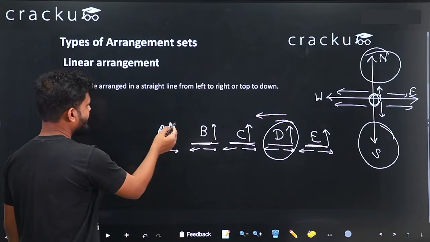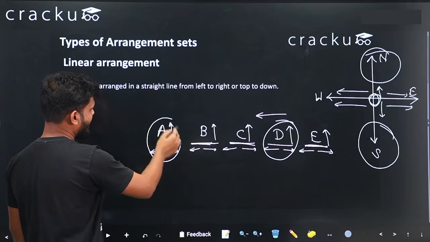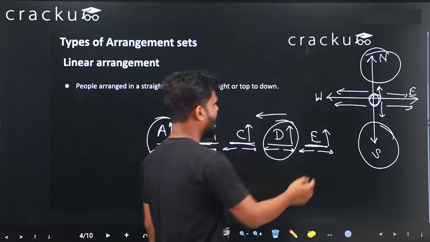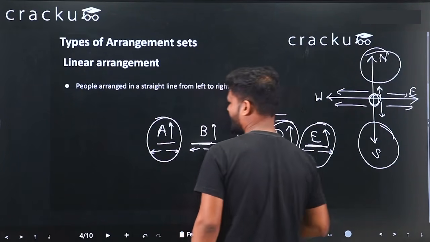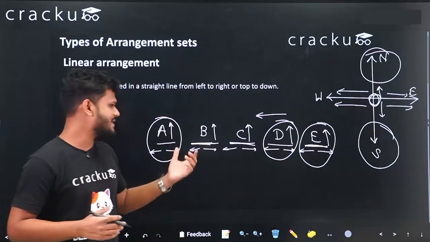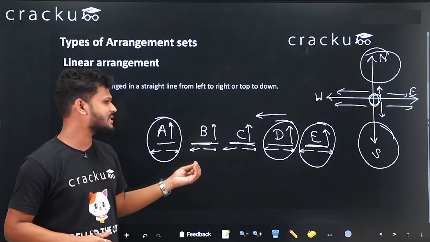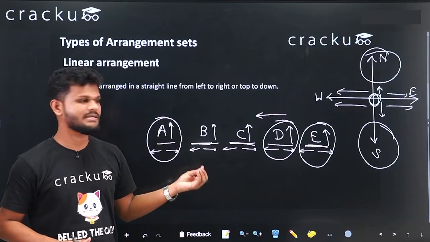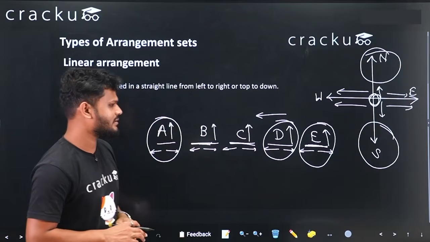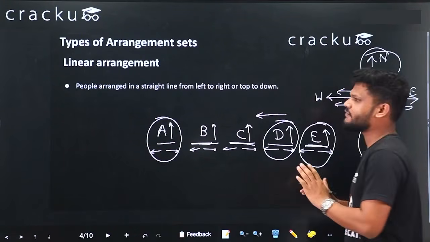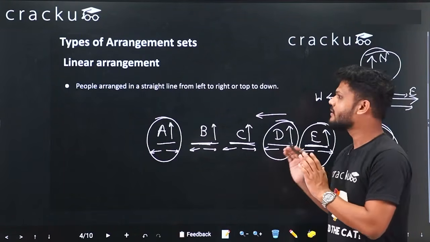Now I can say one more thing, that A is sitting at the extreme left end and E is sitting at the extreme right end. So this is about the ends, the direction of a particular person and the position of a particular person with respect to another person. So now these types of questions you might be asked in the exam.